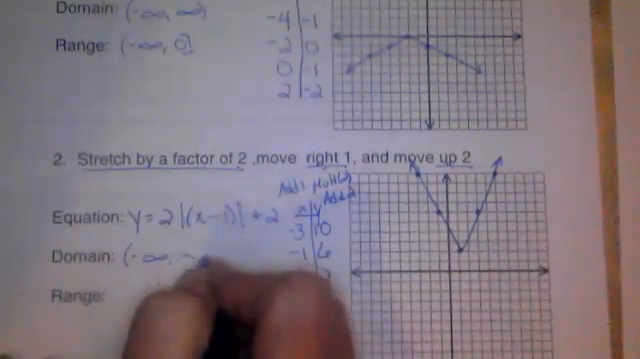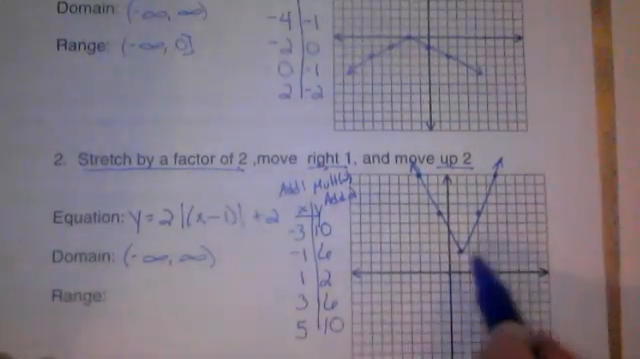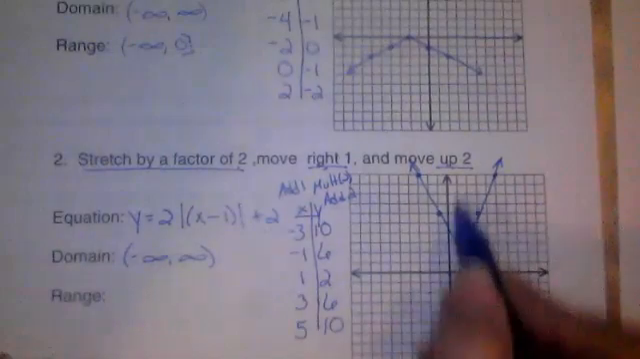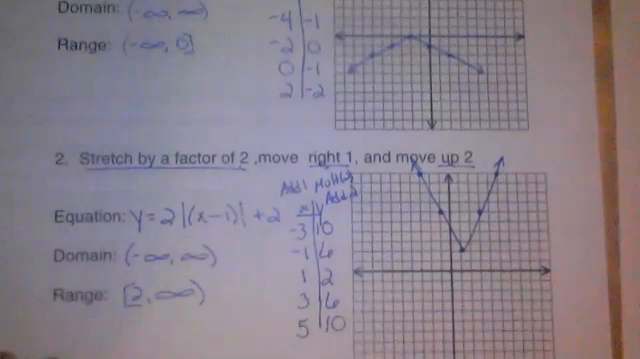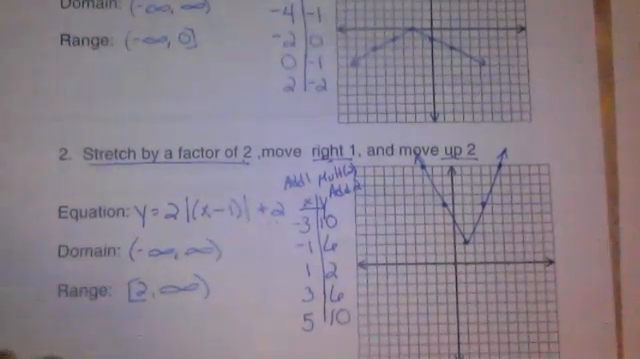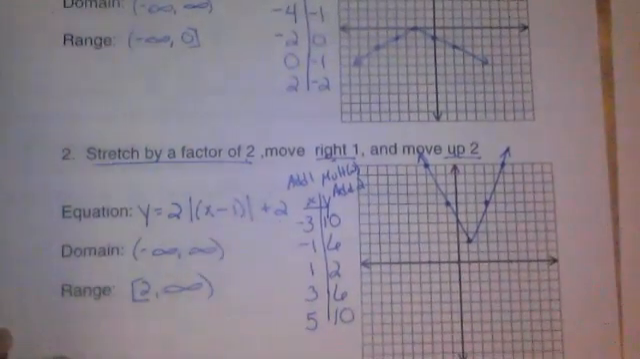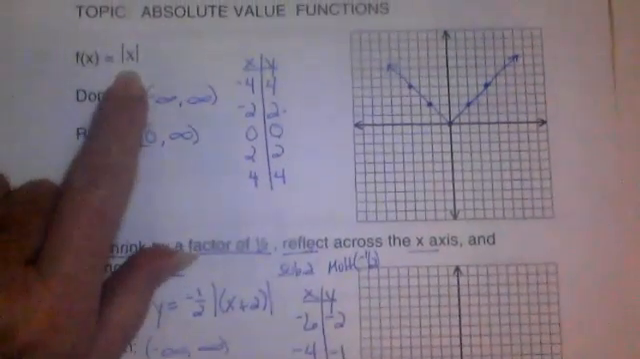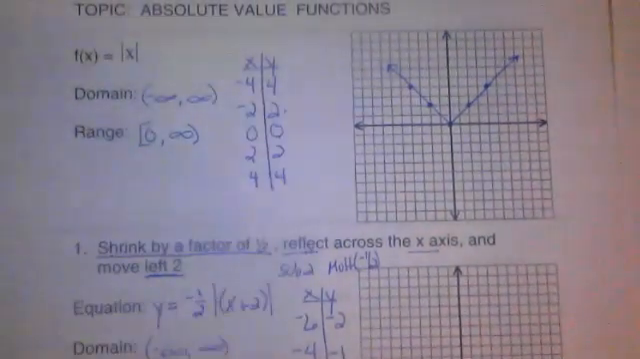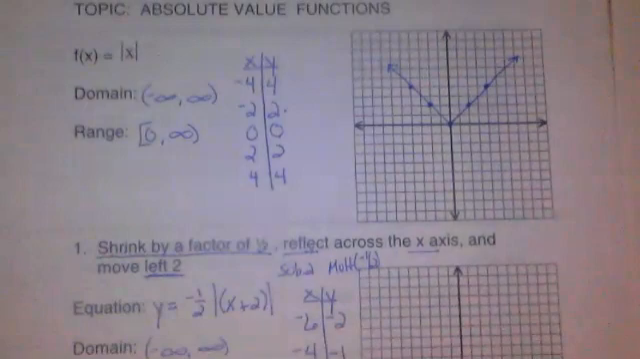Okay. And again, our domain, still all real numbers. Our range this time is going to start at 2 and go to infinity. So hopefully we're getting pretty good at these transformations and changing our charts. And our charts, remember, depend on what parent function you're starting with, what parent function you're given to create your values here.